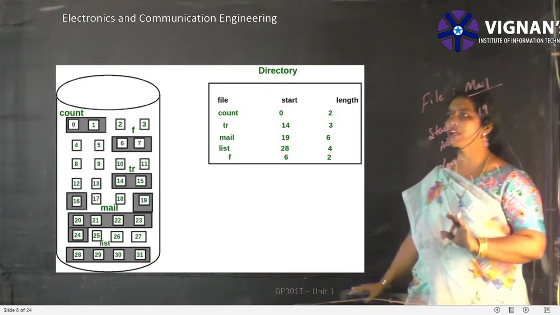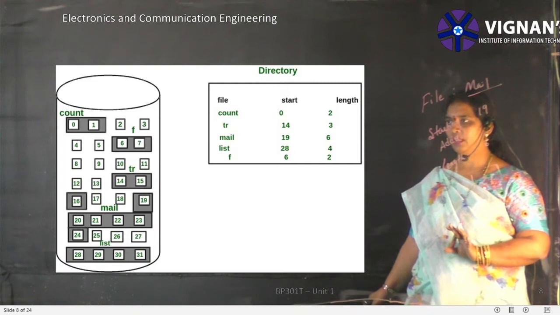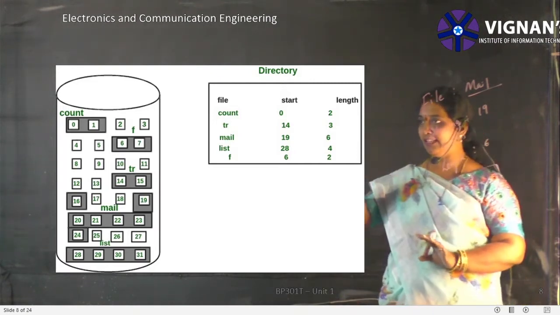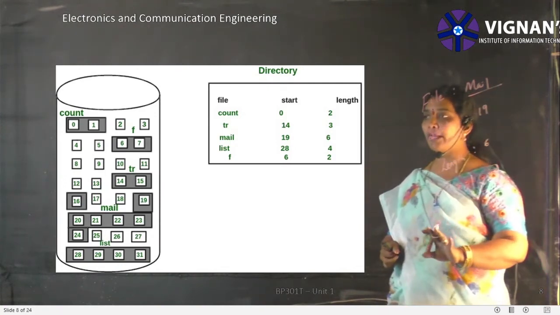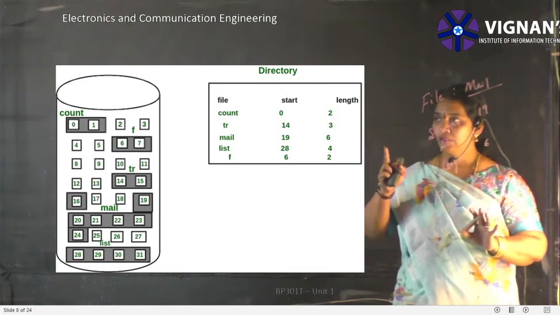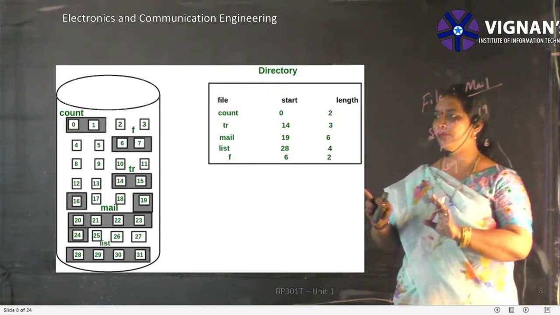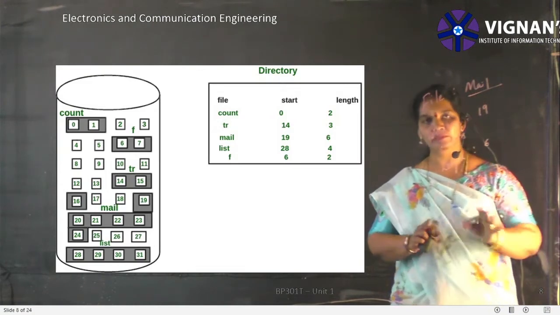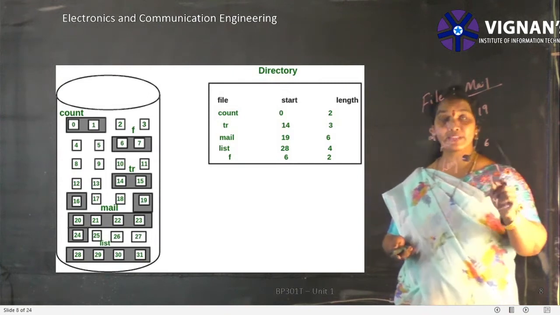If we see one more example, that is list. The starting address of the list in this example is 28. It is occupying 4 blocks. So the file list occupies 4 continuous locations from 28, that are 28, 29, 30 and 31. So this type of allocation is called contiguous allocation.